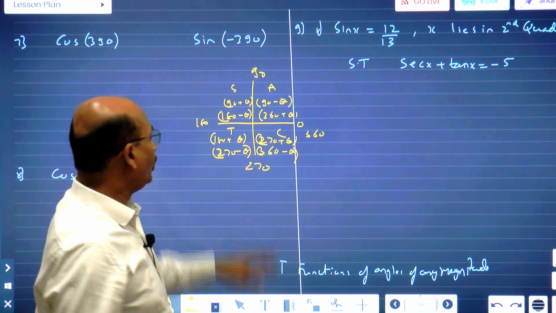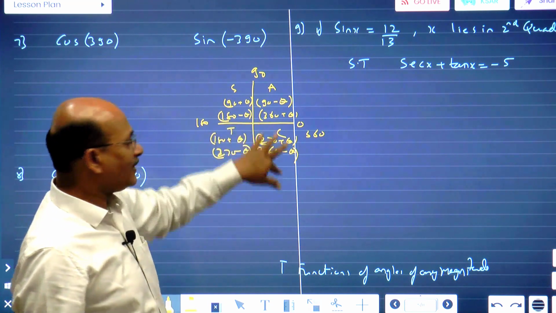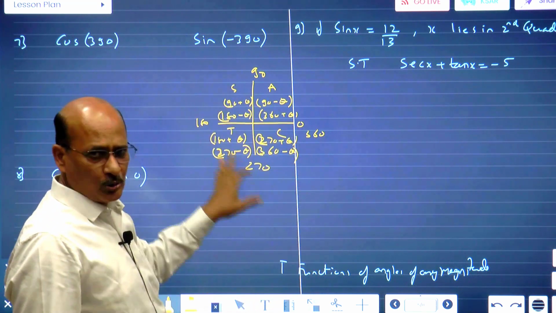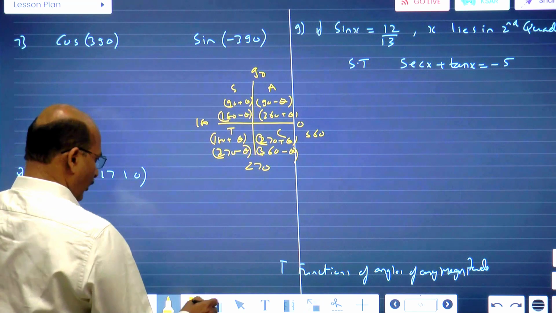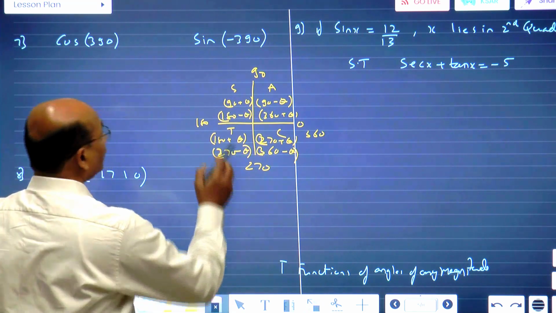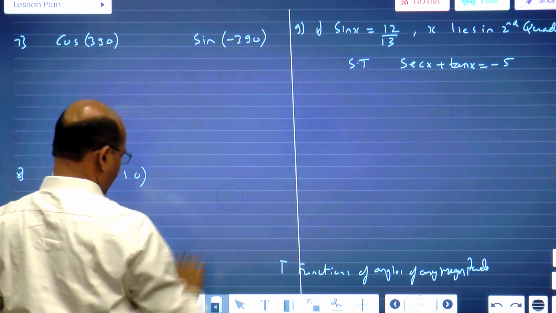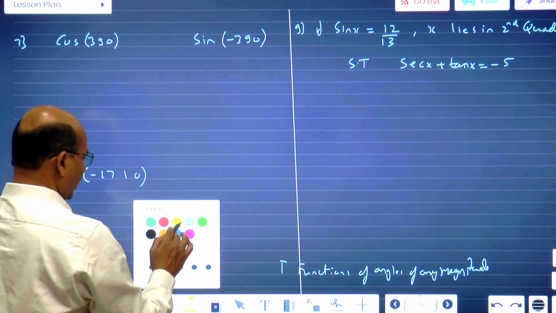The T ratio of 180 and 360 plus or minus theta, the ratio remains the same, and add sugar to coffee rule. Anyway, this is just for your quick recollection, recapitulation of whatever we did in trigonometric functions. So let us see how we go about it.